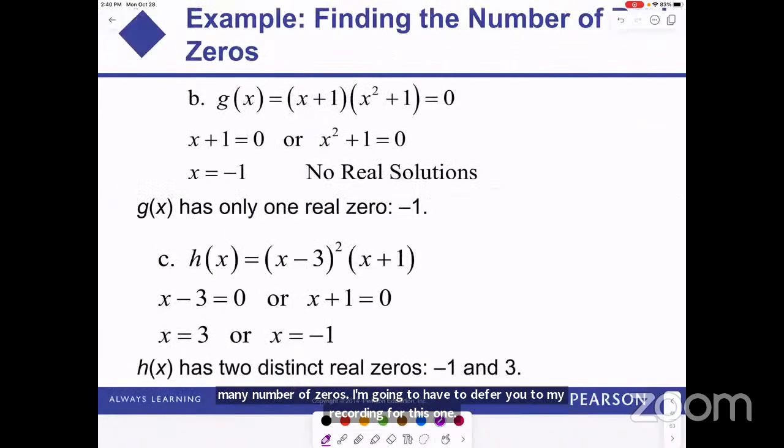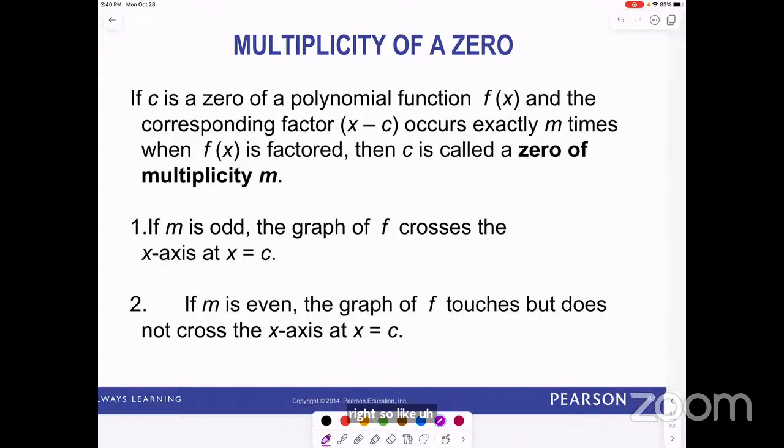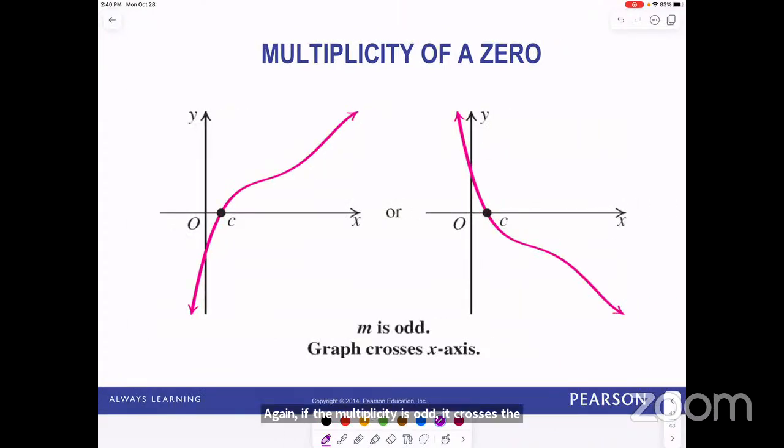Multiplicity. If c is a zero of a polynomial function f of x and the corresponding factor x minus c occurs exactly m times when f of x is factored, then c is called a zero of multiplicity m. If m is odd, the graph of f crosses the x-axis at x equals c. If m is even, the graph of f touches but does not cross the x-axis at c, so it's going to bounce off the x-axis. So again, if the multiplicity is odd, it crosses the graph. If the multiplicity is even, it's going to bounce off the x-axis.